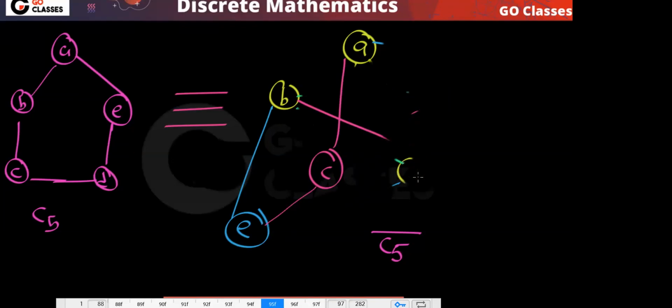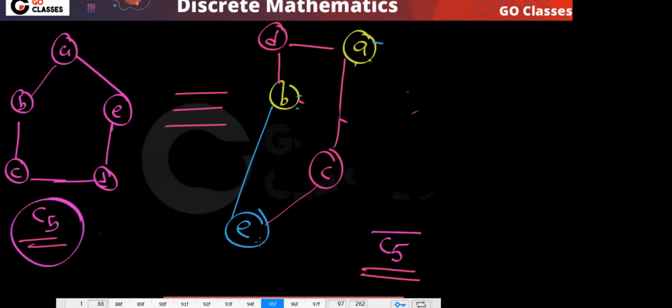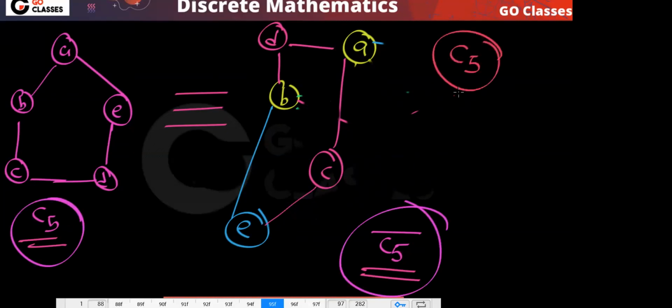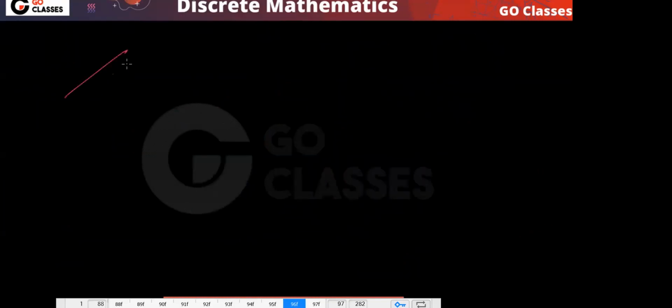Or maybe you can put this D here. Now you can notice they are actually the same. Yes or no? So they are isomorphic. So this C5 and C5 complement are actually isomorphic. I can say this C5 is self-complementary. So remember, these two graphs are isomorphic.